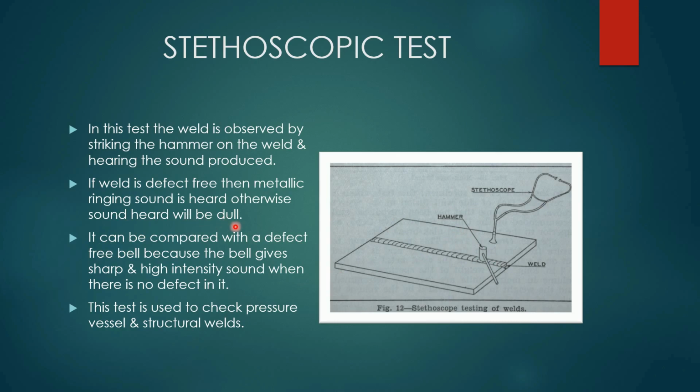And it can be compared with a defect free bell, because the bell gives a sharp and high intensity sound when there is no defect in it. This test is usually used to check pressure vessels and structural welds. This is a simple kind of test.